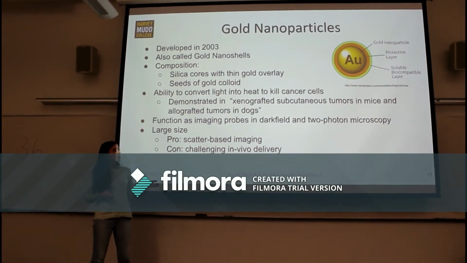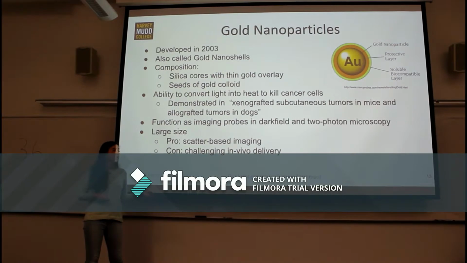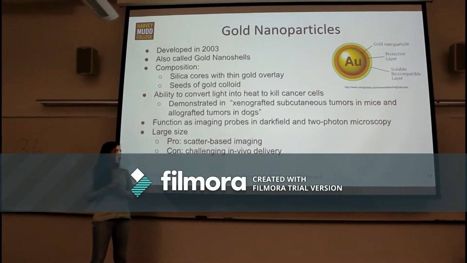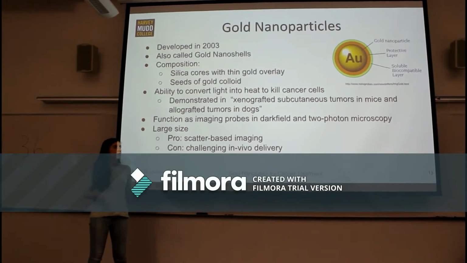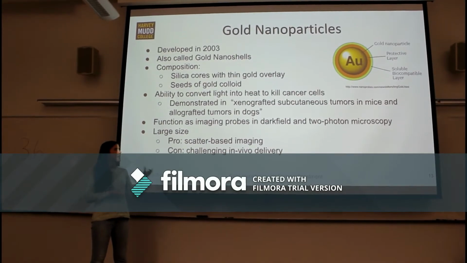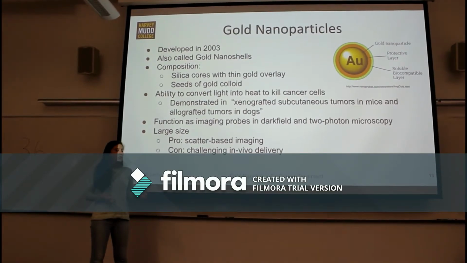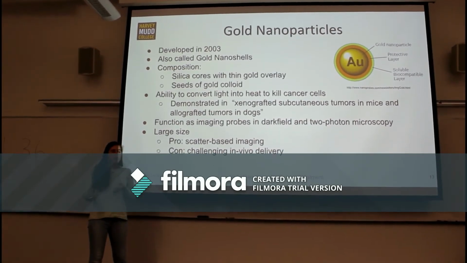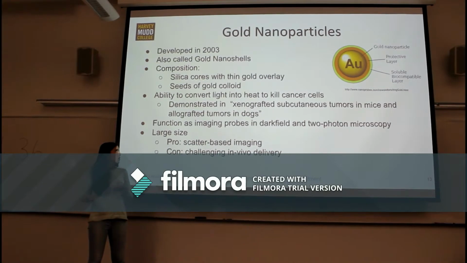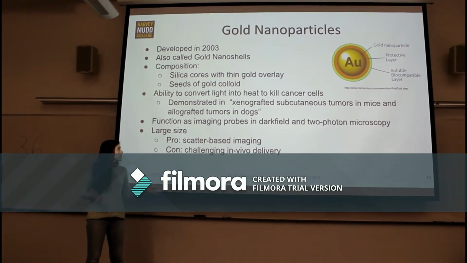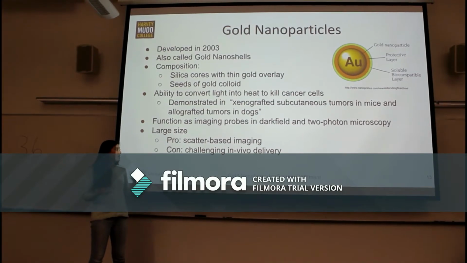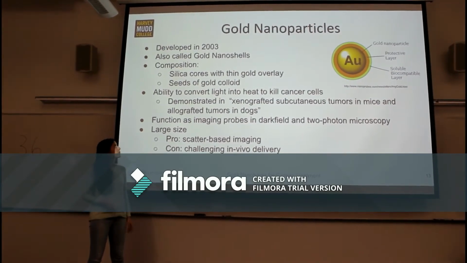And this was demonstrated in tumors in both mice and dogs. And they can also function as imaging probes in dark field and two-photon microscopy because they add contrast to the microscopy itself. However, they are of a large size, larger than nanorods, and this is good for the scatter-based imaging because they add that contrast, but it's not as good for in vivo delivery.